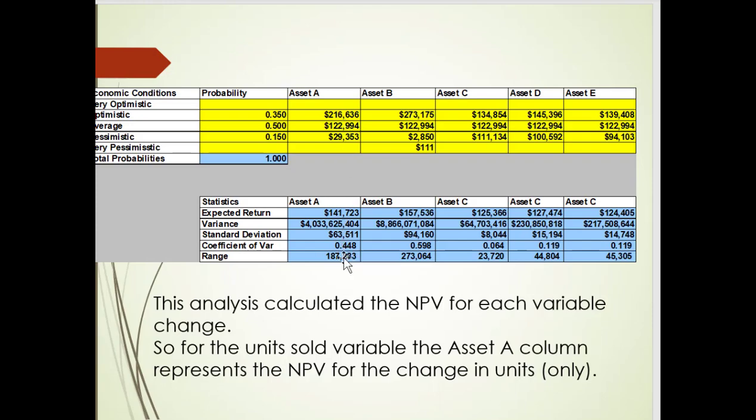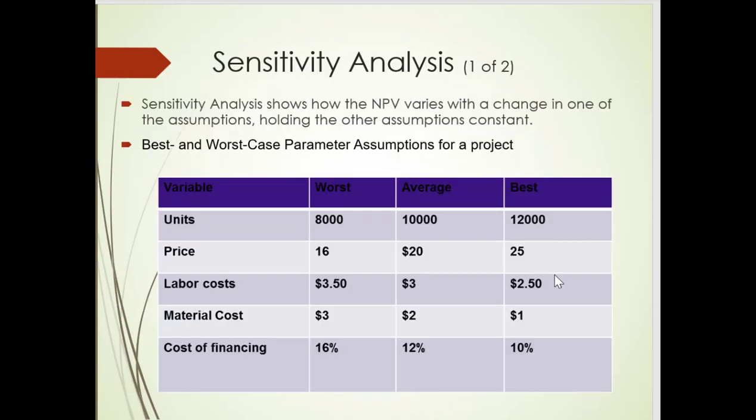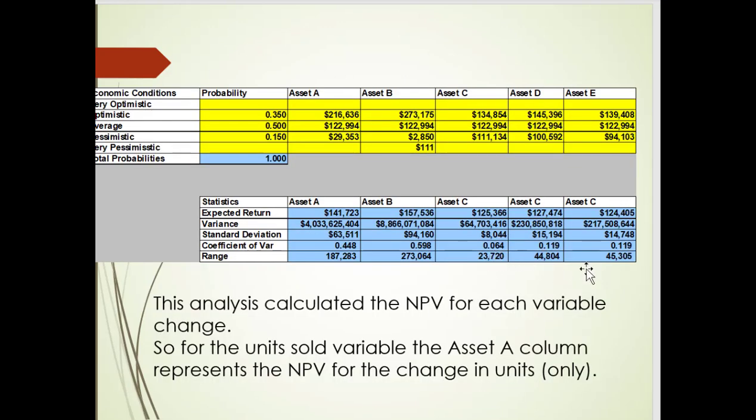0.44 is with units. Price is 0.598, so it's more risky. The least risky here is the third of the categories, which is the labor cost. The last two are equal, and I'm trying to look at what that is. That is material cost and the cost of financing, right? So the last three are the least risky. The first two are the most risky.